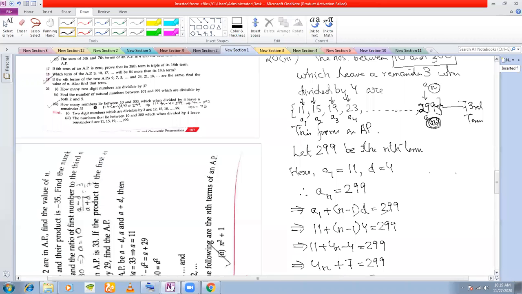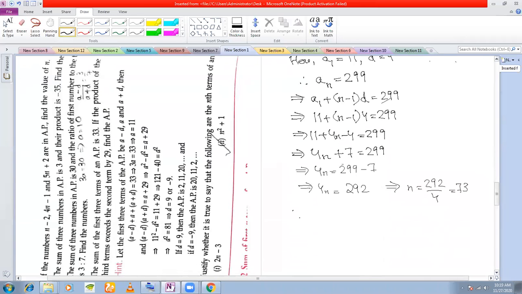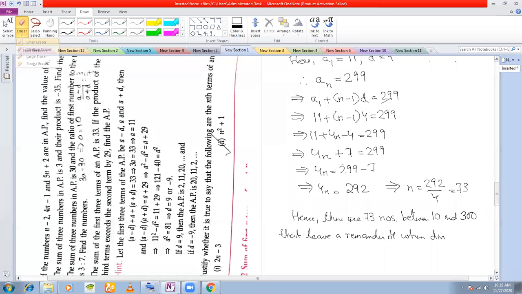So how many numbers are there between 10 and 300? There are 73 numbers. Hence there are 73 numbers between 10 and 300 that leave a remainder 3, not 4, when divided by 4. Any question till this part?